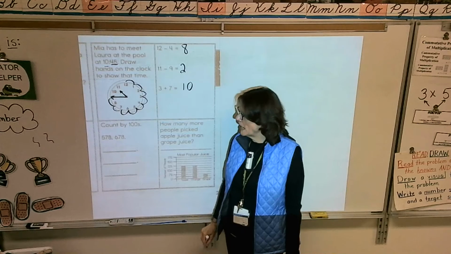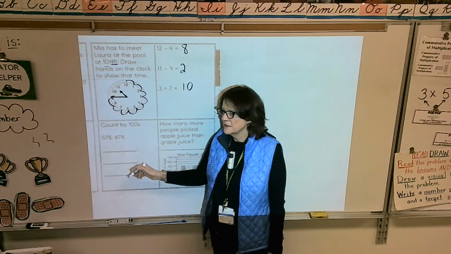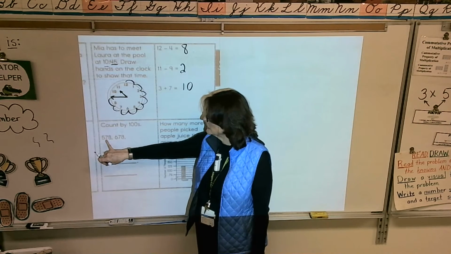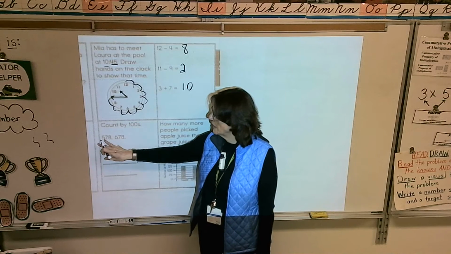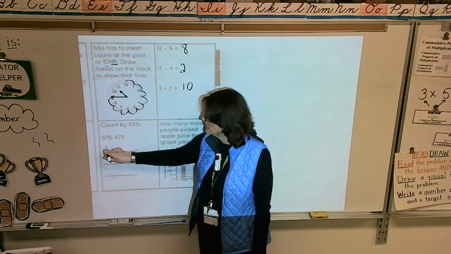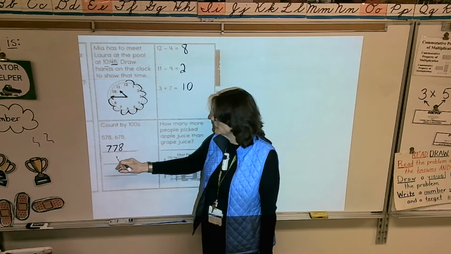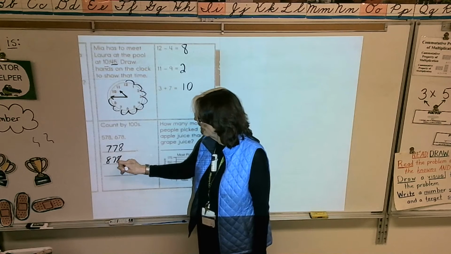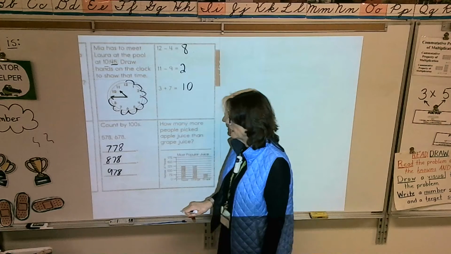Okay, the next one is count by hundreds. So 578, 678, this is really showing if you know your place value. So remember, this is the hundreds, the tens, and the ones place. If we count by hundreds, our hundreds are going up 1 each time, 578, 678. Next number would be 778. The only thing that's changing here is the hundreds place. The next one would be 878. And the last one would be 978, counting by hundreds.